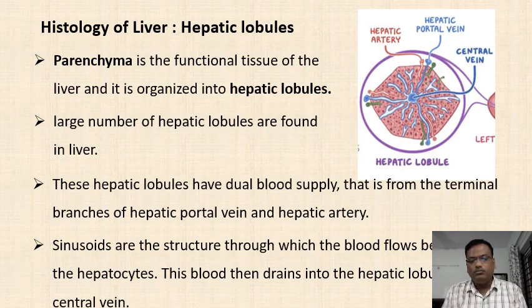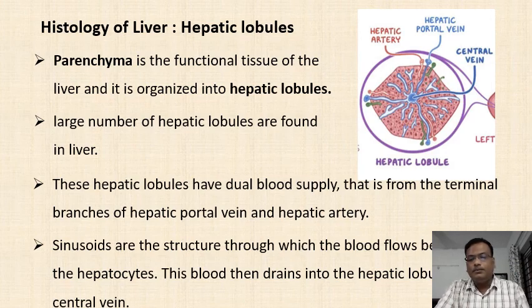And we know the portal systems. In our body, we find these portal systems in the kidney and in the liver. Probably you know what portal systems are and what is the significance of those portal veins. So liver is provided with portal veins and hepatic artery. Then sinusoids are the structures through which the blood flows between the hepatocytes, and this blood then drains into the hepatic lobule's central vein.